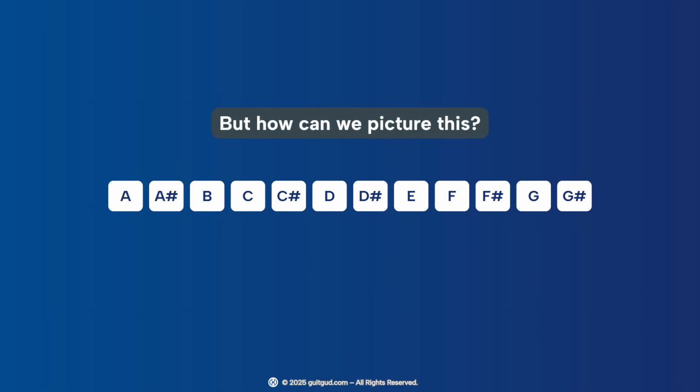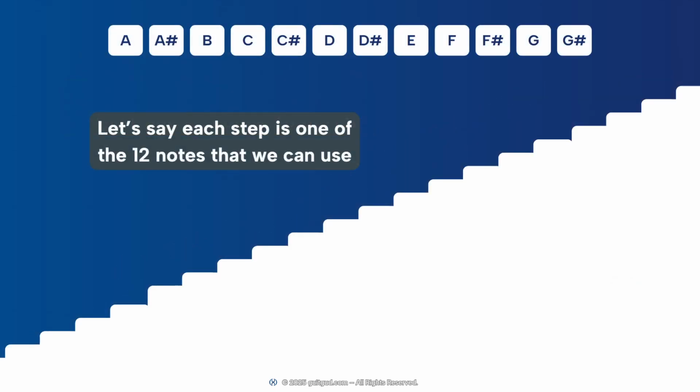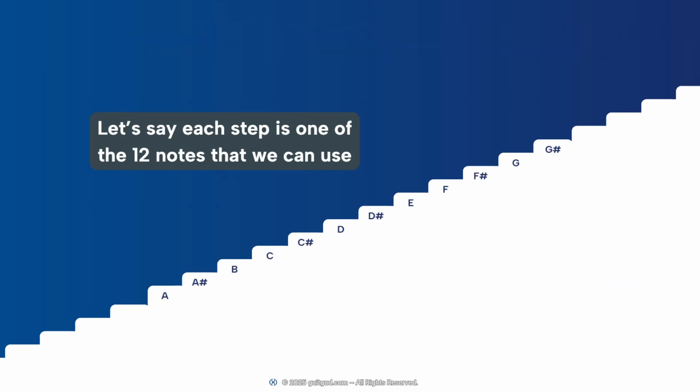But how do we picture any of this? It's great that we have now 12 notes, but what does that mean? How can we visualize this? Imagine a staircase having an infinite number of steps going up to the right and down to the left. Let's say that each step is one of the 12 notes that we can use. Okay, so now we have A to G sharp. So each of these steps is one of our notes.